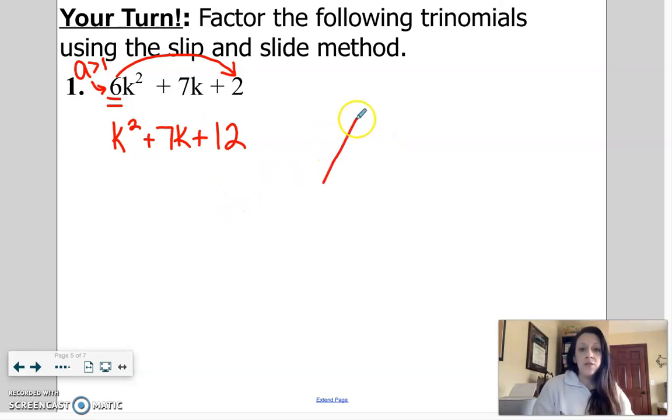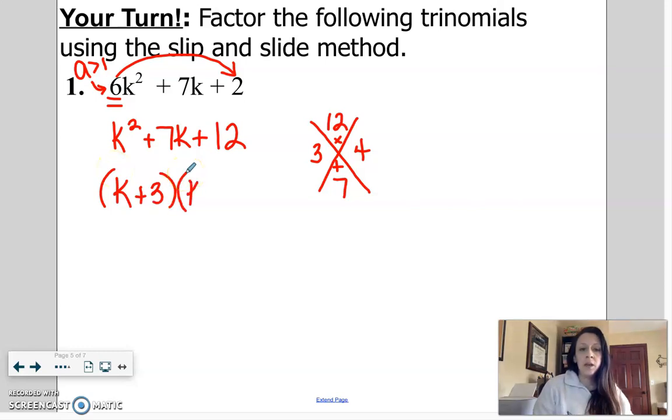The next step is factor your basic trinomial. So what times what equals 12 that adds up to 7? I think 3 times 4, right? 3 times 4 is 12 and 3 plus 4 is 7. So we're going to write what that would look like. And remember, I'm using plus signs here because it's a positive 3 and a positive 4. Step 3 is divide by that number that you slipped at the beginning. So divide by 6, divide by 6.